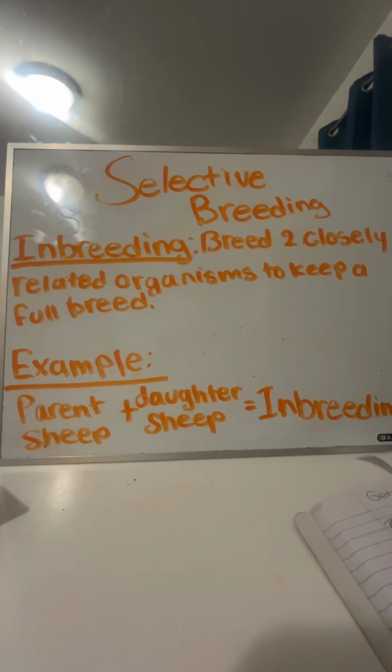This is the word that's important to remember in selective breeding: inbreeding. It means to breed two closely related organisms to keep a pure breed. An example would be a parent sheep plus a daughter sheep. That will be inbreeding, when you mate somebody that's closely related, like your family member. So technically the sheep's parent and offspring have to mate together to keep the breed the same, to keep their genes, their chromosomes, their DNA the same, and not get it changed by some other type of sheep that aren't closely related to them.